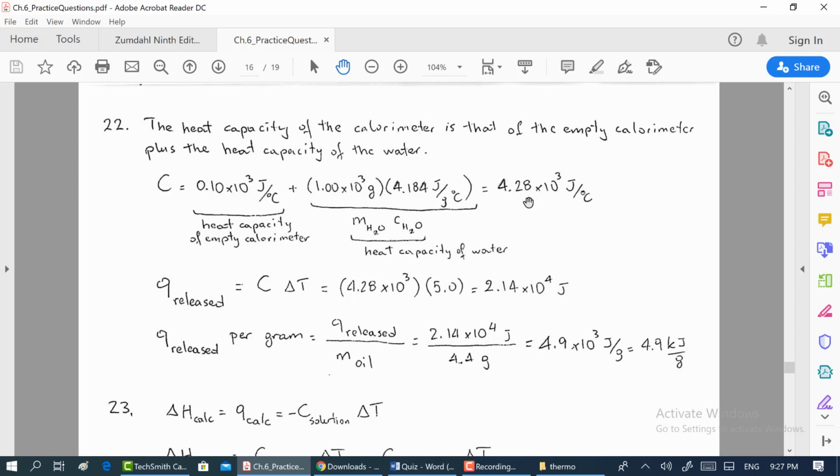The quantity of the heat released equals C delta T. So 4.28 times the released temperature, times 5, equals 2.14. The Q released per gram of the oil will be 2.14 times 10 power 4 divided by 4.4 gram. So the quantity of the heat released is 4.9 times 10 power 3 joules per gram, which equals 4.9 kilojoules per gram.